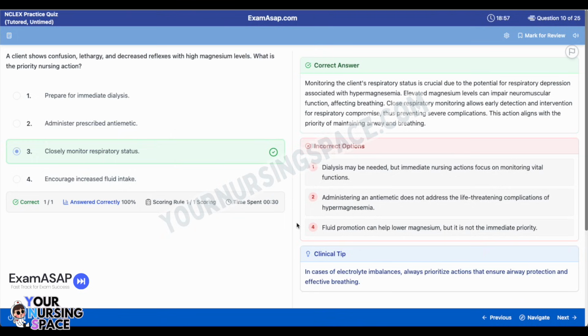Distractor rationales. 1. Dialysis may be needed, but immediate nursing actions focus on monitoring vital functions. 2. Administering an antiemetic does not address the life-threatening complications of hypermagnesemia. 4. Fluid promotion can help lower magnesium, but it is not the immediate priority. Clinical tip. In cases of electrolyte imbalances, always prioritize actions that ensure airway protection and effective breathing.